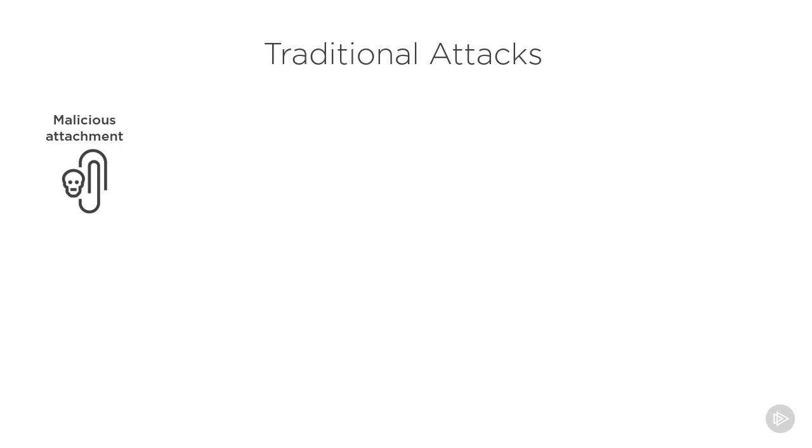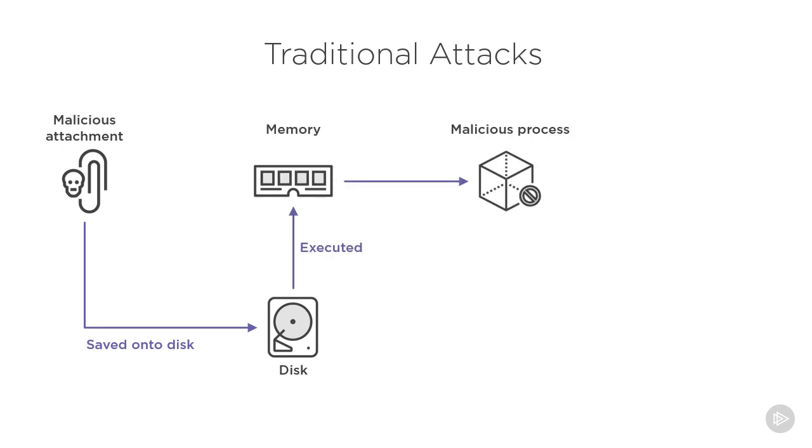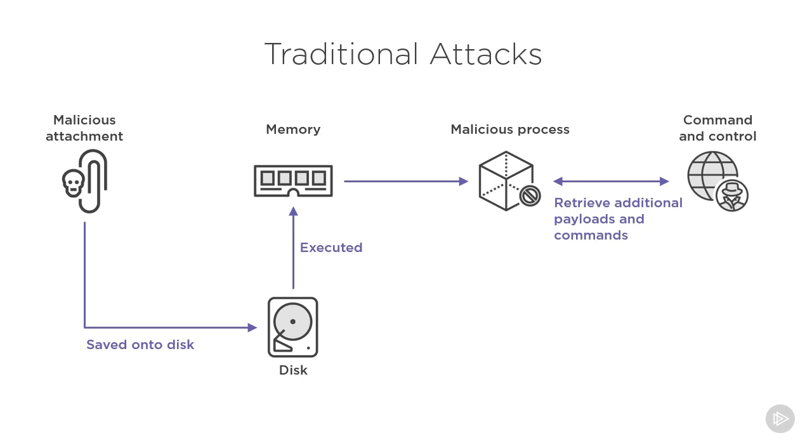Let's consider the following traditional attack scenario that originates from a malicious attachment. Once unpacked, the attachment will be extracted onto disk, and at this point, this should be detected. If the malware is not detected, it will load into memory and become a malicious process. This can retrieve additional payloads and commands by establishing a command and control channel.